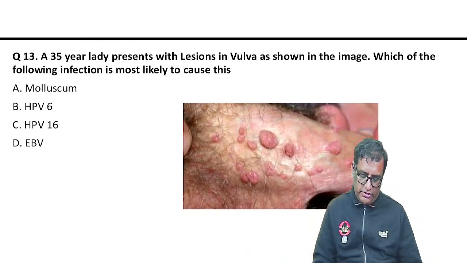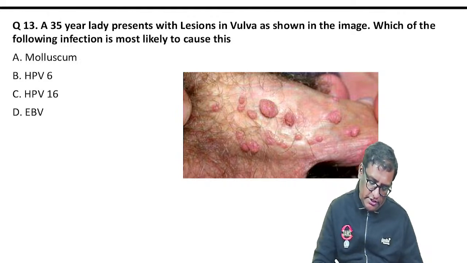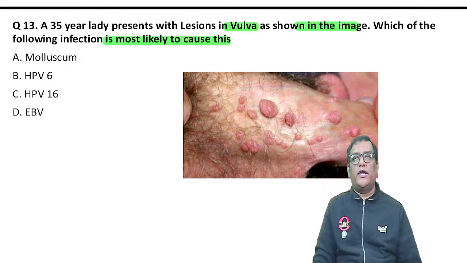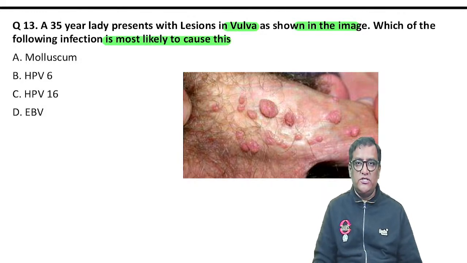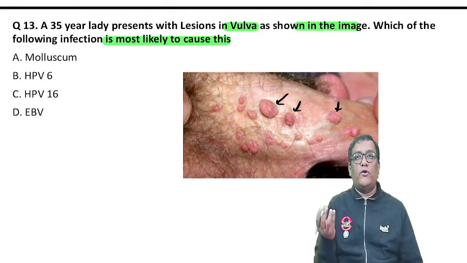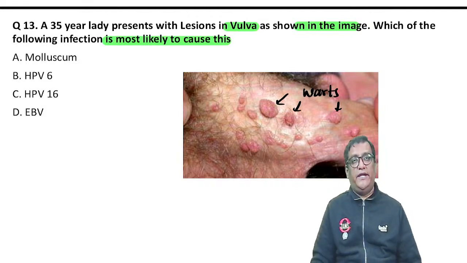Next, question number 13. A 35-year-old lady presents with lesions in the vulva as shown in the image. Which of the following infections is most likely to cause this? So what are these lesions in the vulva that you are seeing here? Has anybody made a clinical diagnosis? Tell me now, what is this? Vulval lesions which are proliferating outside. Multiple, these are warts. Yes, these are your anogenital warts or genital warts in the vulval region.